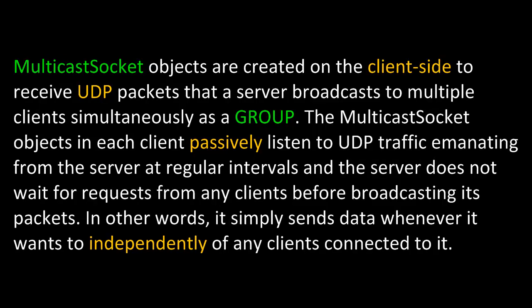Multicast socket objects are created on the client side to receive UDP packets that a server broadcasts to multiple clients simultaneously as a group. The multicast socket objects in each client passively listen to UDP traffic emanating from the server at regular intervals, and the server does not wait for requests from any clients before broadcasting its packets. In other words, it simply sends data whenever it wants to independently of any clients connected to it.